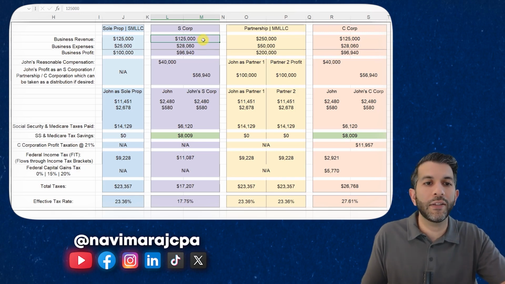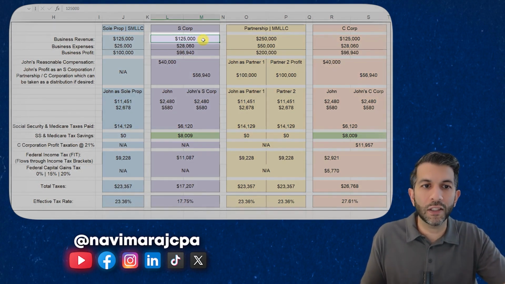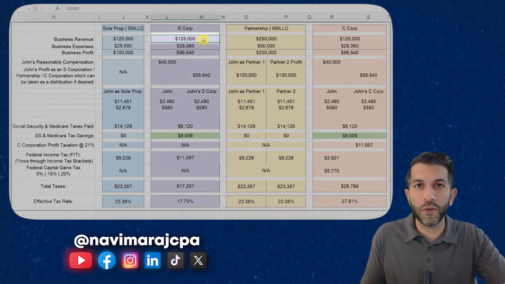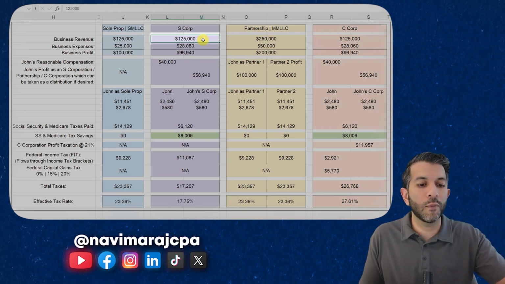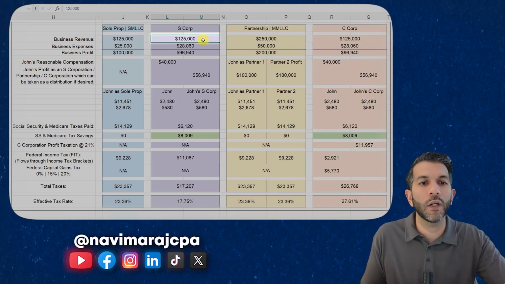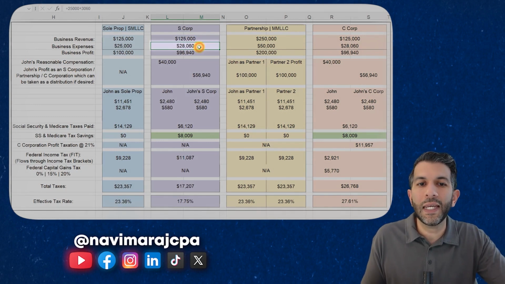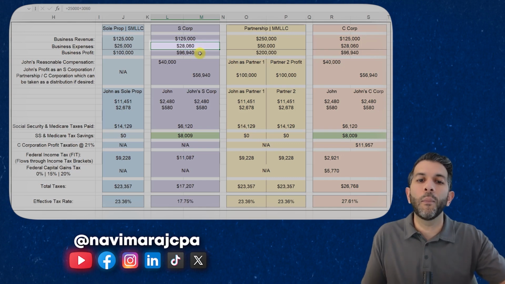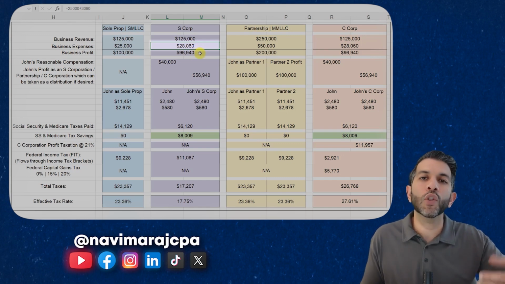All I'm saying here is that you had $125,000 in business revenue. These were your sales. You sold this amount of product or you offered this amount of services and your customers paid you this money. You had expenses of $28,060. I know that sounds like a weird amount. I'm going to explain why in a moment, but here's a little bit of a spoiler.